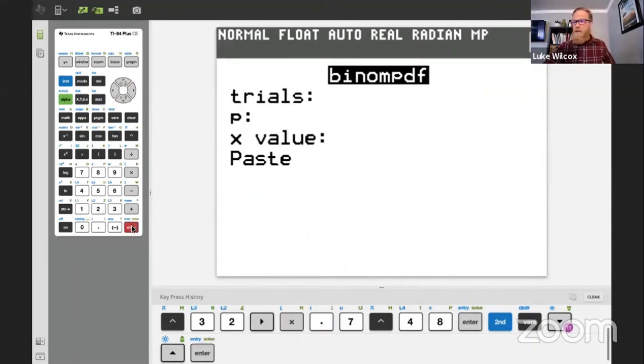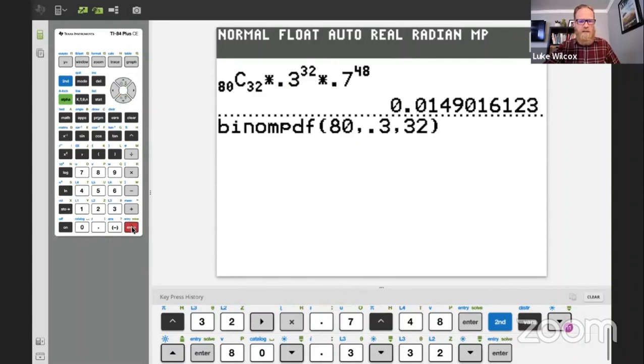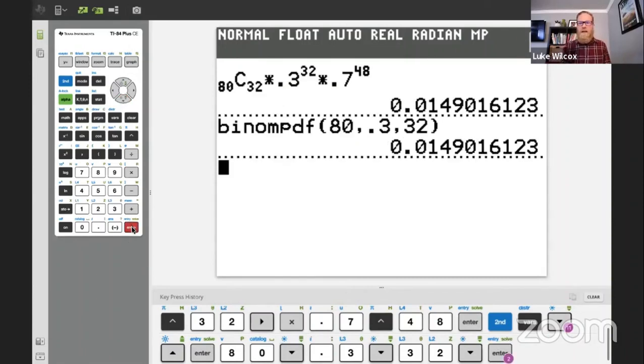Now the calculator is going to ask us for a couple of things. We know that the number of trials is 80. We know that the probability of success is 0.3. And the x value, which is the number of successes that we're looking for, is 32. Go ahead and paste that onto the main screen. And sure enough, we get exactly the same answer as if we had used that big, long, crazy formula. So we know for sure that 0.015 is the correct answer on that.